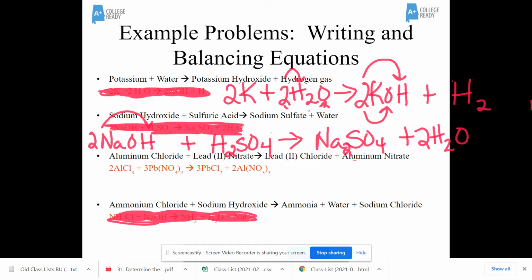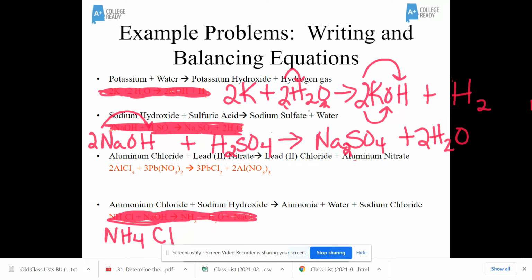Ammonium chloride. What's the formula? Ammonium is a polyatomic ion. You gotta begin recognizing these. Ammonia is NH3. Ammonium is NH4 with a plus 1 charge. So chloride is Cl with a negative 1 charge. So I just have 1 of each.